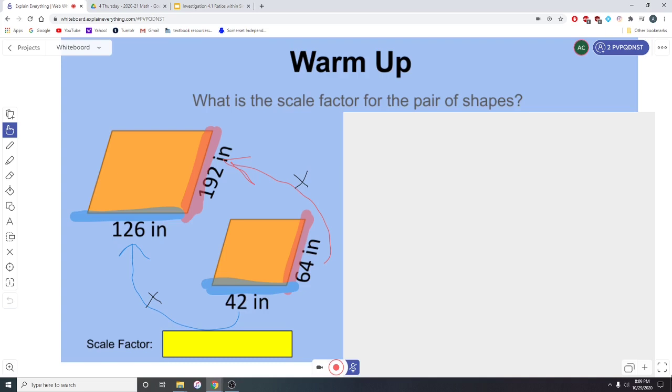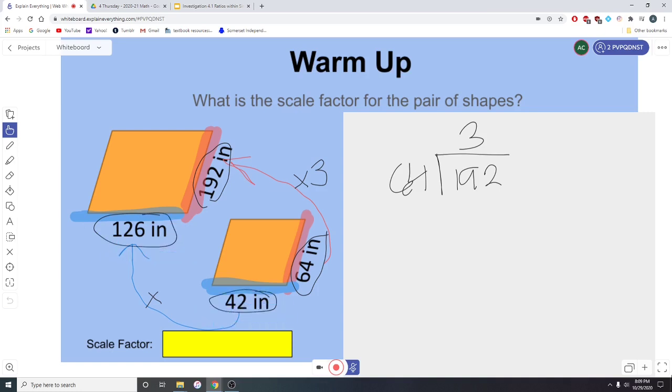The easiest way to do this is to get the biggest number and divide it by the smallest number. So 192 divided by 64 will lead you to 3. That means 64 times 3 will get you 192. You can also use this number here and this number here: 126 divided by 42. That will still get you 3. So you're multiplying by 3. Because you're multiplying by 3 consistently, your scale factor is times 3.